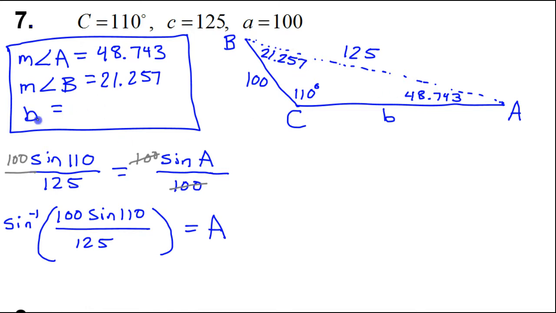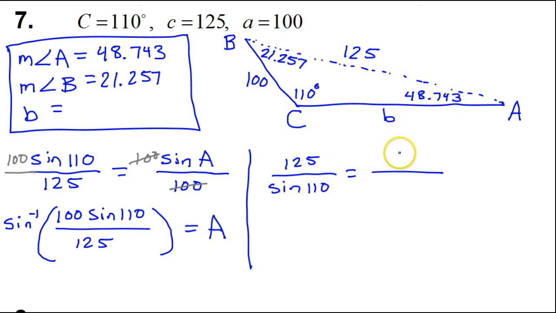Okay, that just leaves side B that I need to find. So again, I'm going to do the law of sines. But this time I'm looking for a side. So I'm going to put the sides in the top this time. So again, looking at these 2 pieces of information, but I'm going to put side C in the top this time. And I'm going to put the sine of angle C in the bottom. So that now I can put side B in the top and the sine of angle B in the bottom.